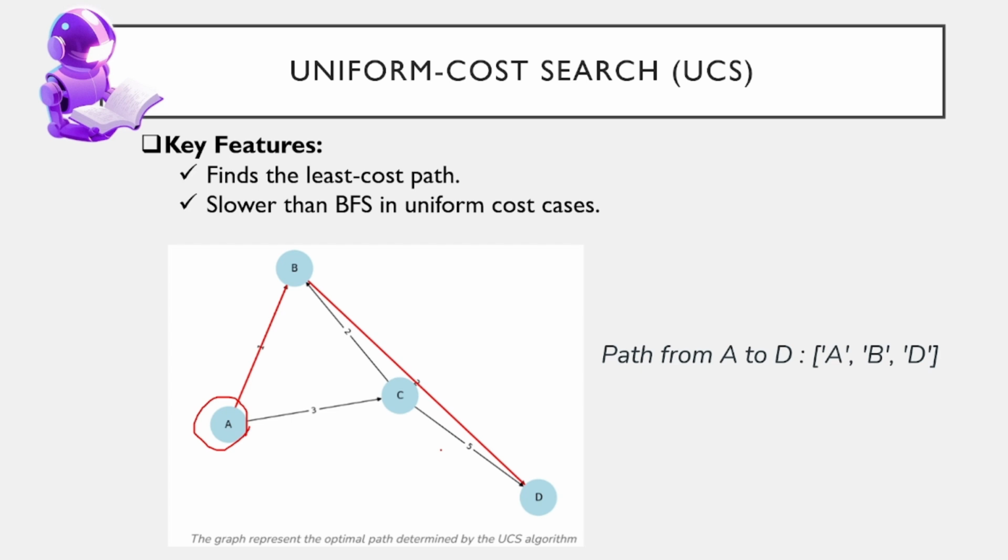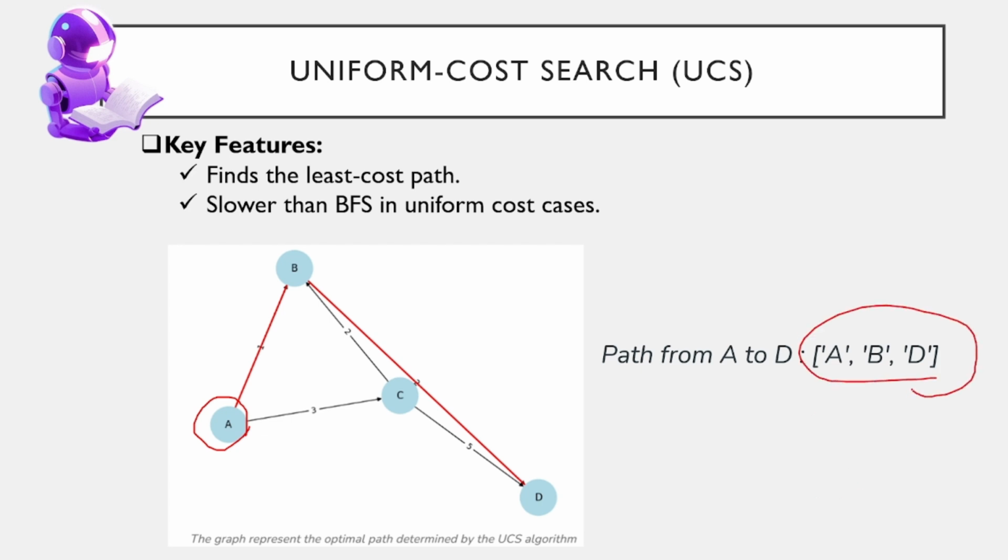Since D is our goal, the search stops the moment D gets expanded. Tracing back the path that achieved this lowest cost, we get A to B, then B directly to D, a total cost of 3. This matches the path highlighted on the side, that is A, B, D, as you can see.